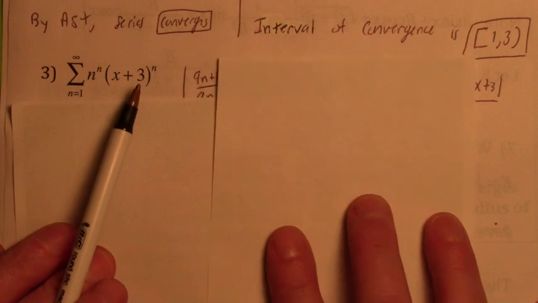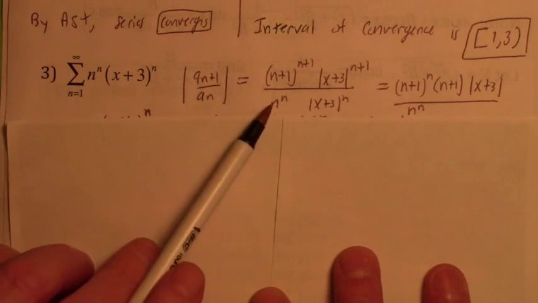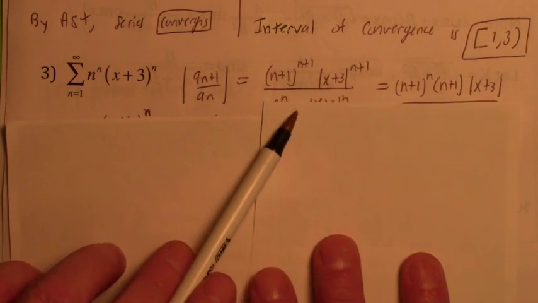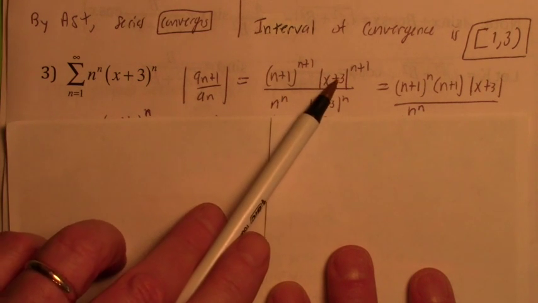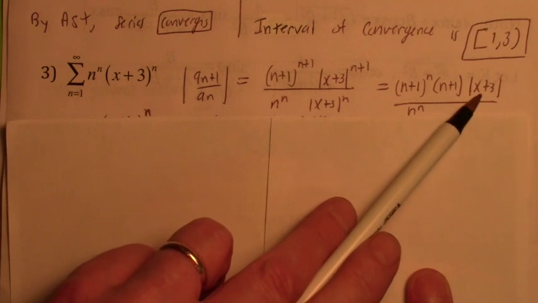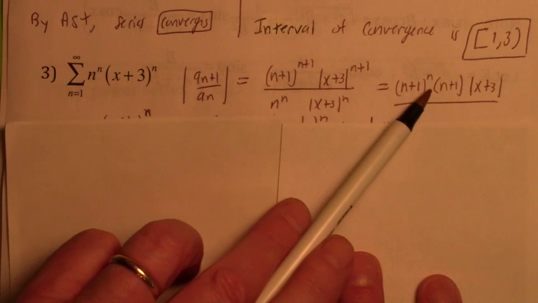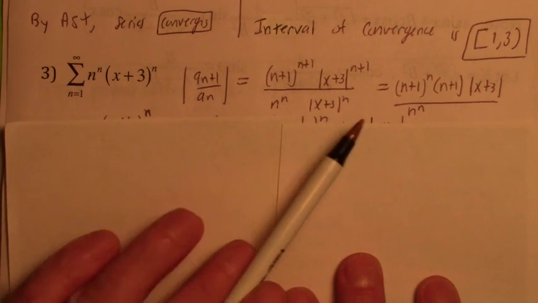All right, let's look at this one. So this one, we're going to use the ratio test and look at the absolute value of a sub n plus 1 over a sub n. The numerator is the absolute value of a sub n plus 1, and the denominator is the absolute value of a sub n. You can cancel the (x plus 3) to the n plus 1 over (x plus 3) to the n, and you get the absolute value of x plus 3 left. With the (n plus 1) to the n plus 1, I'm breaking off a factor of n plus 1, and I'm writing it as (n plus 1) to the n over n to the n.